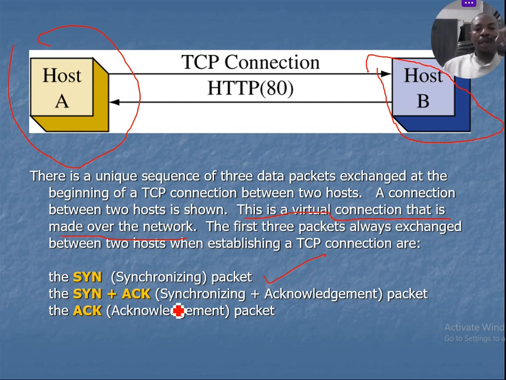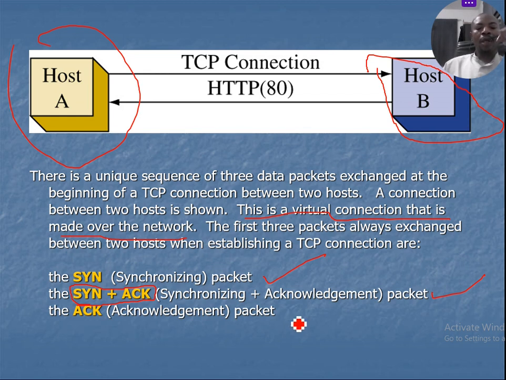Then host B will now respond. We send the synchronization plus acknowledgement. Say, oh, I have seen your synchronization, and this is my acknowledgement. I see your synchronization. This is my acknowledgement that I have seen your data packet. Okay, that's the second phase of this connection establishing methodology in TCP.